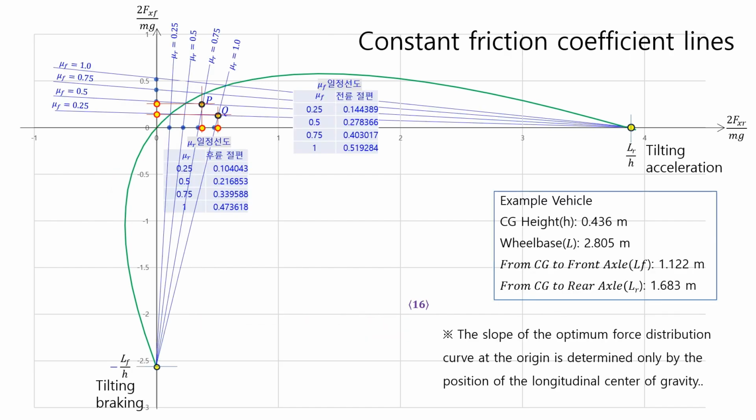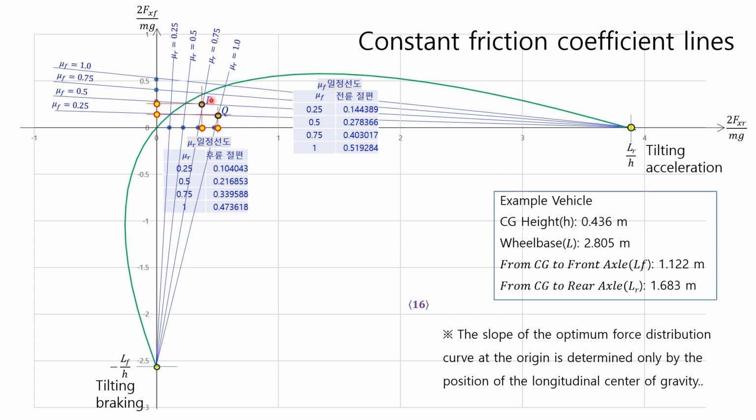Here we will see how the constant friction coefficient lines are represented in the driving force domain of the nondimensional force coordinate system. The constant friction coefficient line is represented by a straight line. The constant front axle friction coefficient line passes through the tilting acceleration, and the constant rear axle friction coefficient line passes through the tilting braking. All straight lines shown here represent constant friction coefficient lines for the front and rear axles in the first quadrant of the nondimensional force coordinate system representing the acceleration domain.